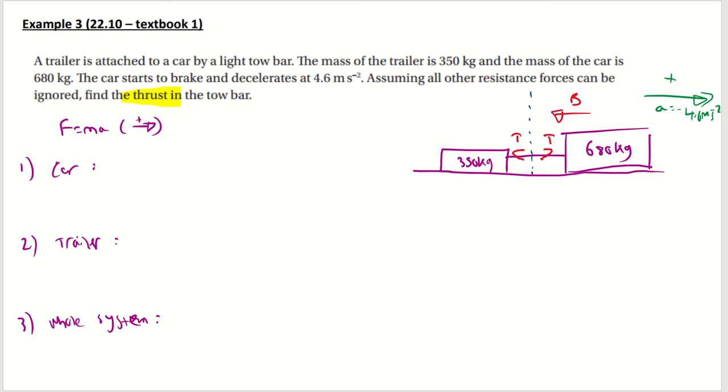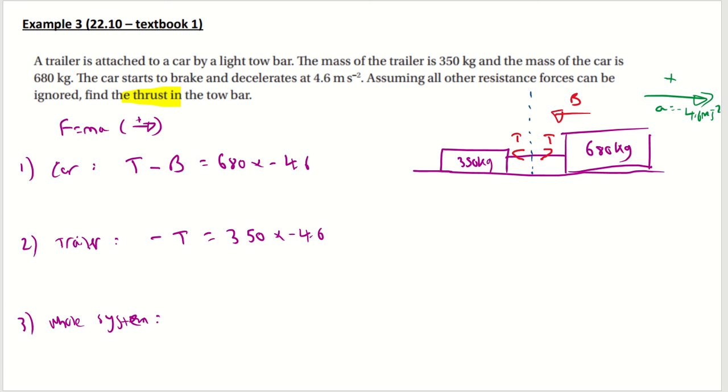So the car has got a thrust force, so it's kind of braking, and this trailer is kind of being jammed into it. So we've got tension minus braking force is equal to 680 times negative 4.6. The trailer has got a negative T. So again, it's got the car kind of jamming into it, effectively with this bar, and that equals, that's the trailer, so 350 is its mass, times negative 4.6.